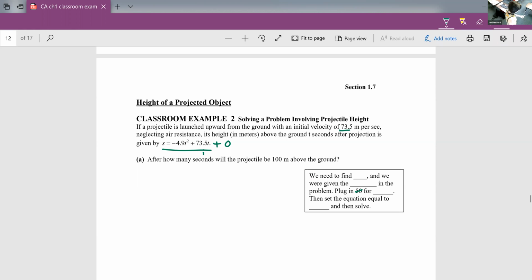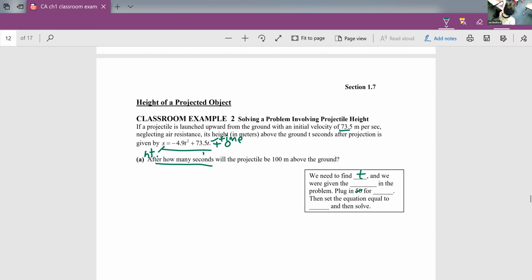But I want you to think about this for a minute. I have how many variables up here? 2. An S, which stands for, what did we say S stands for? The height. And the T, which stands for the time. Okay. So here's what I got to ask myself. If I'm supposed to find after how many seconds this is going to be 100 meters above the ground, what am I looking for? Am I trying to find a height or am I trying to find a time? A time. After how many seconds means I'm looking for T.